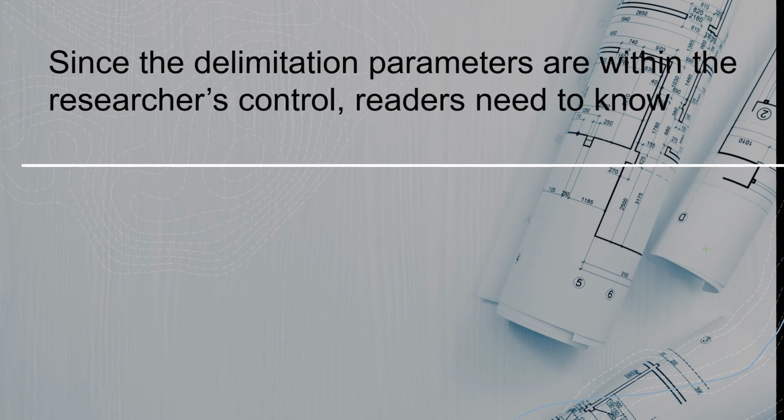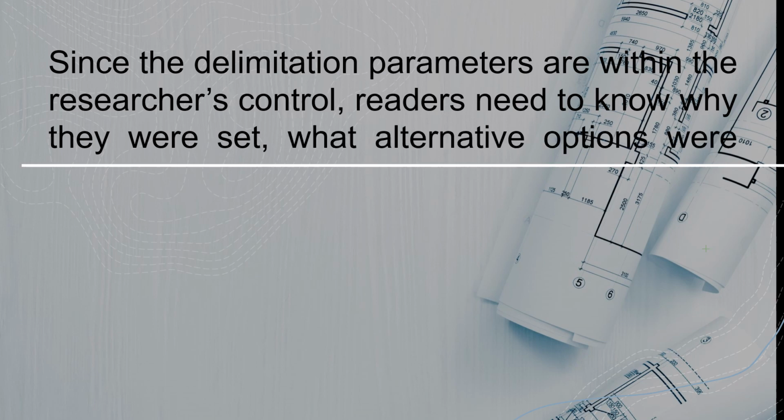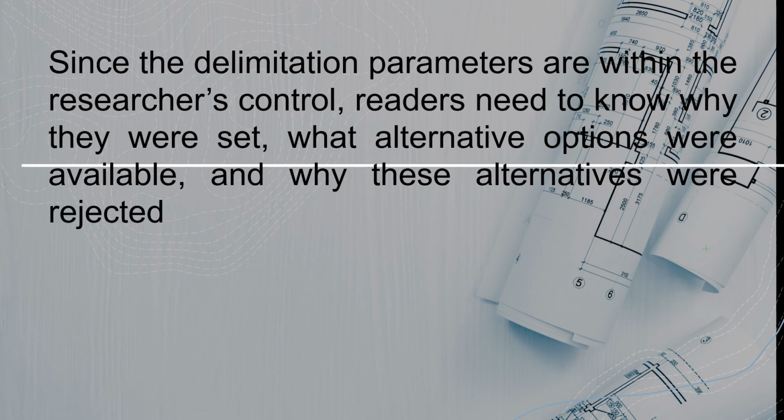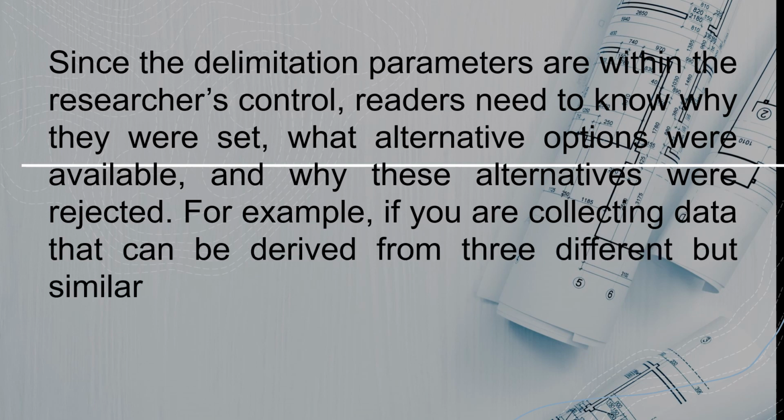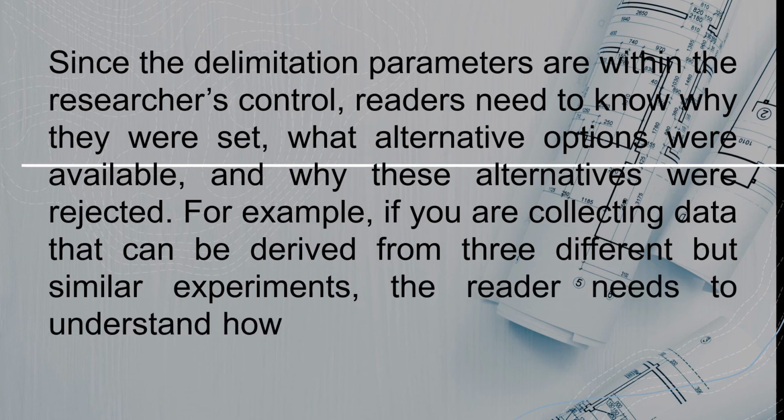Guidelines on how to write delimitations. Since the delimitation parameters are within the researcher's control, readers need to know why they were set, what alternative options were available, and why these alternatives were rejected. For example, if you are collecting data that can be derived from 3 different but similar experiments, the reader needs to understand how and why you decided to select the one you have.